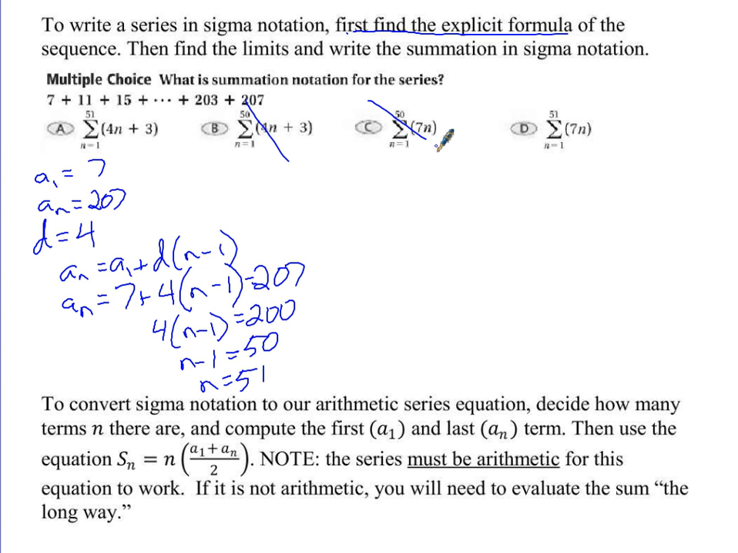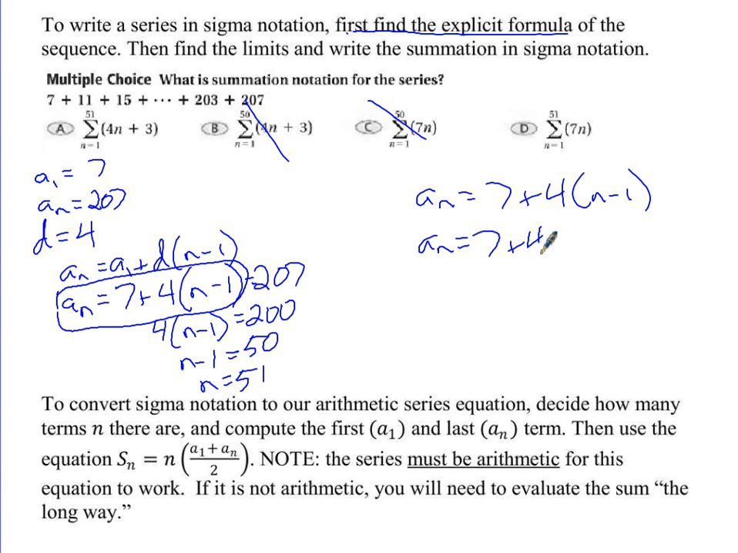Here's how you do the rest of this problem. It says, find the explicit formula for the sequence. We almost did right here. We're going to take that and simplify it down. A sub n equals 7 plus 4 times n minus 1. I'm going to leave it just like that and distribute. A sub n equals 7 plus 4n minus 4. And then we're going to combine like terms. A sub n equals 4n plus 3.